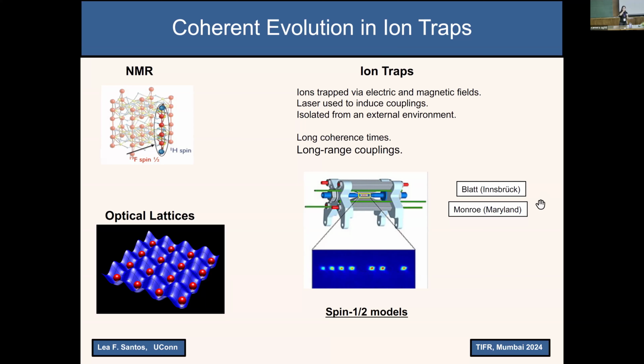Because here we have a system of many interacting particles, so suppose we have our chain of spins half. So spin half here, spin half, and spin half. Nearest neighbor interaction.